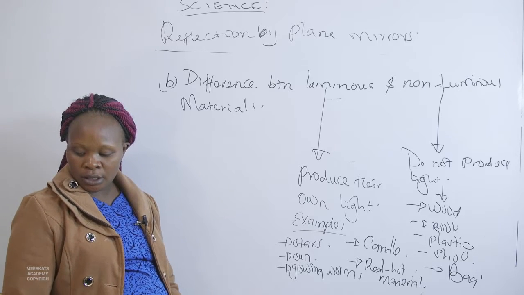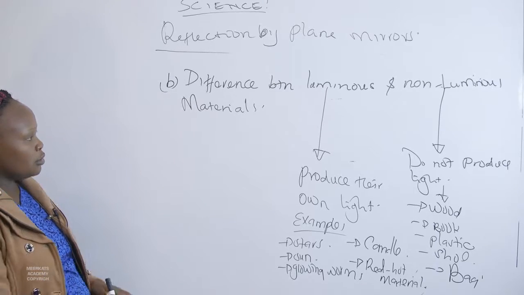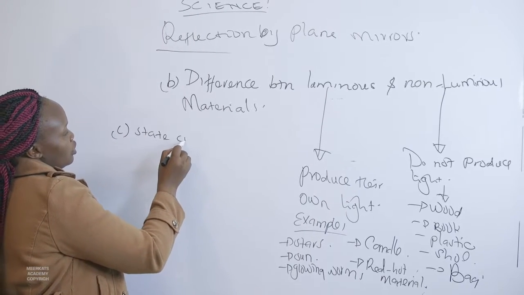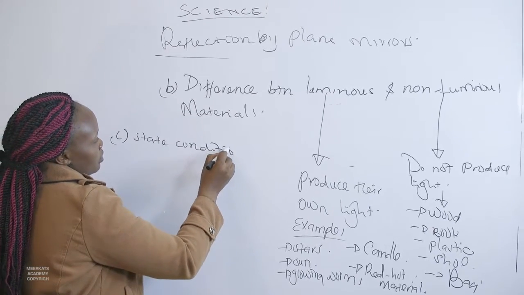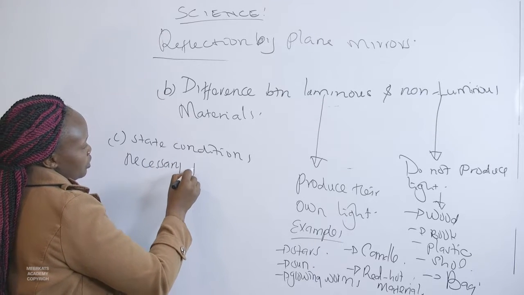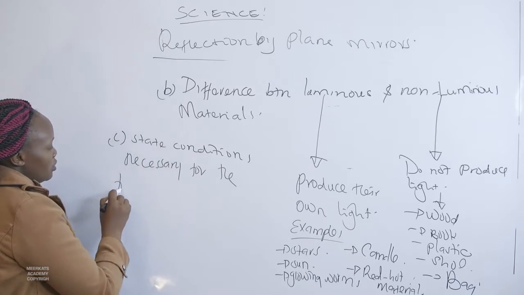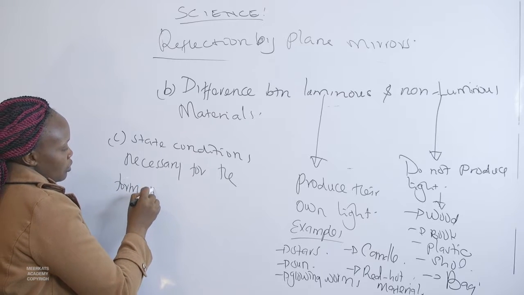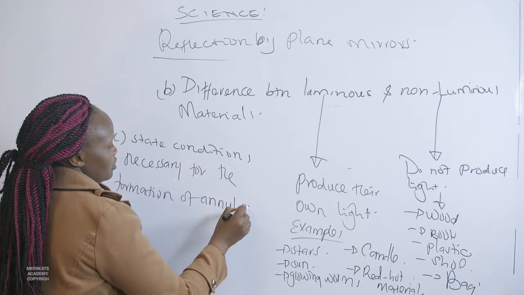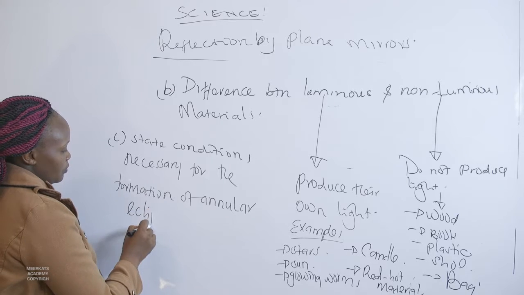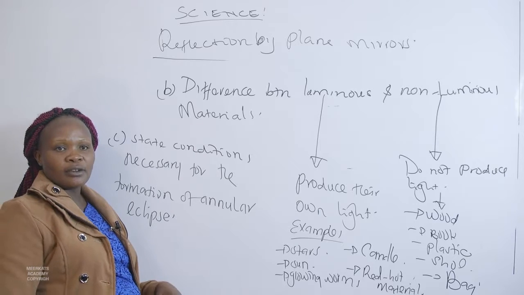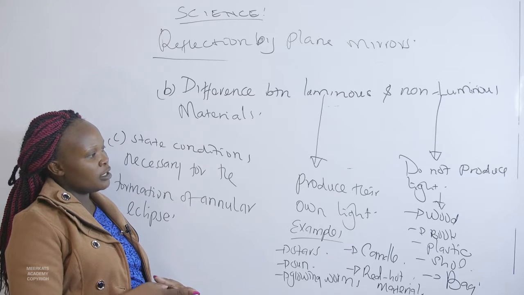So in your own free time, you can try and state the conditions necessary for the formation of annular eclipse, occurrence of annular eclipse. And this one is courtesy of the fact that light travels in a straight line.